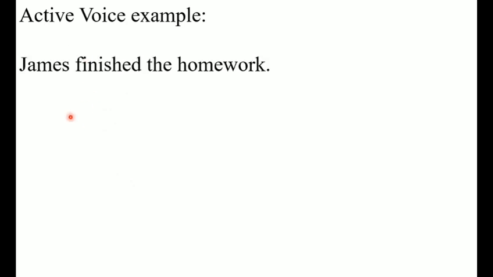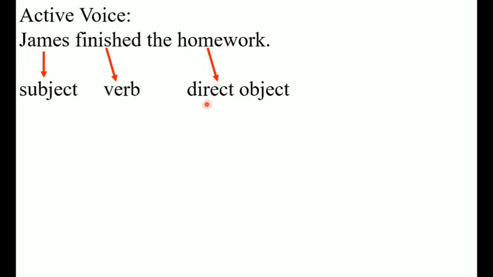Okay. Now, example of active voice. James finished the homework. All right, here, James is our subject. Finish is the verb. This is an action verb. And homework is a direct object. Again, to find the direct object, we need to ask the question what? James finished what? The answer is homework. So homework is the object. By the way, what kind of object? It is a direct object. Kasi we have different kinds of object. We have direct object and indirect object. Okay.